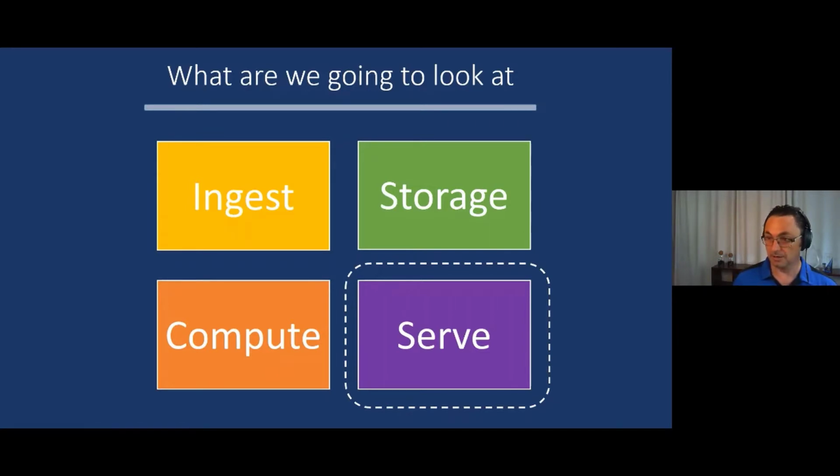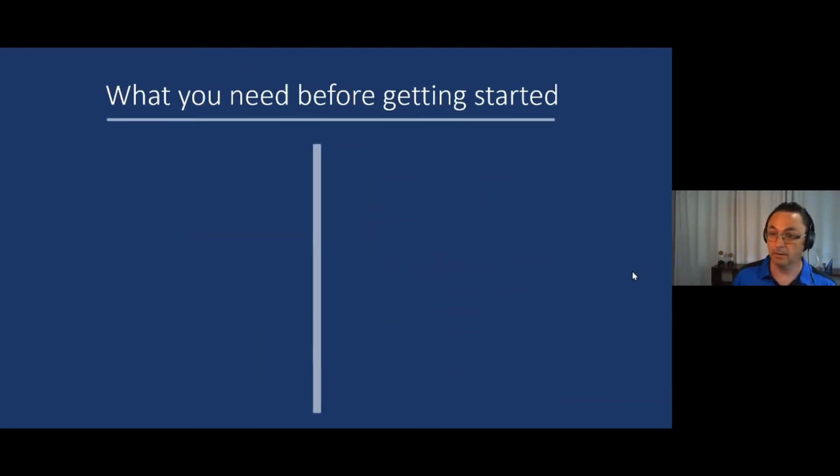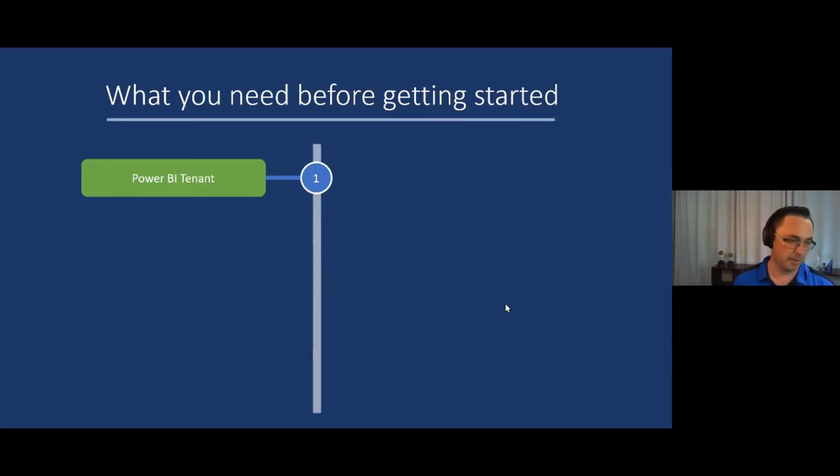Now, before we get started, there's a couple of things that we need to do first, right? So I'm assuming that you have a Synapse workspace going, right? So in order to get there, the first thing that we're going to need is a Power BI tenant, right? And this is important because Power BI is not actually an Azure service. It's part of the Office 365 cloud, okay?